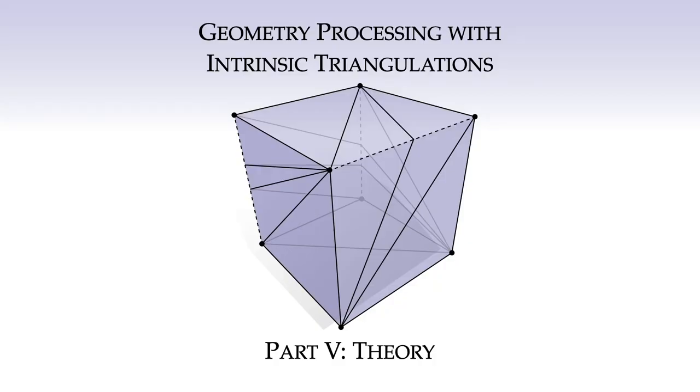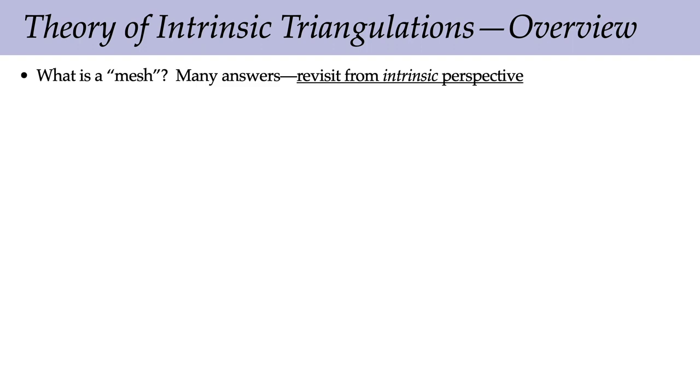Okay, so in this next section, I'm going to talk in more detail about some of the theory of intrinsic triangulations, so basic definitions all the way through some fundamental data structures and algorithms. So in this segment, we're really going to dig down and answer the question of what is a mesh? And there are a lot of different answers to this question, which we're going to revisit from the intrinsic point of view. So for any kind of mesh, we need two basic pieces of data.